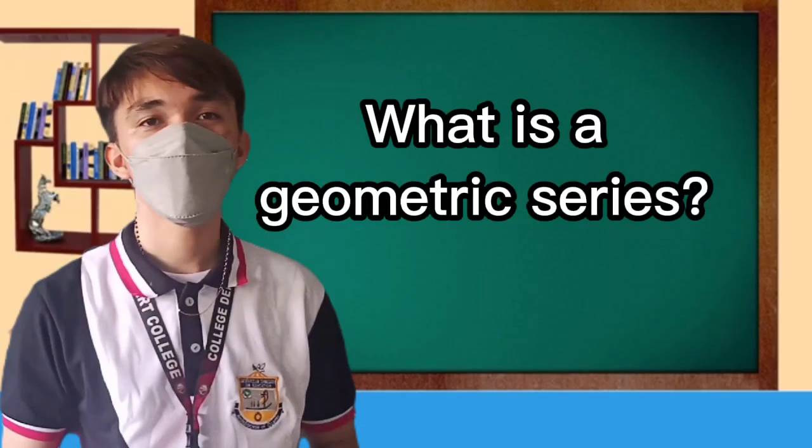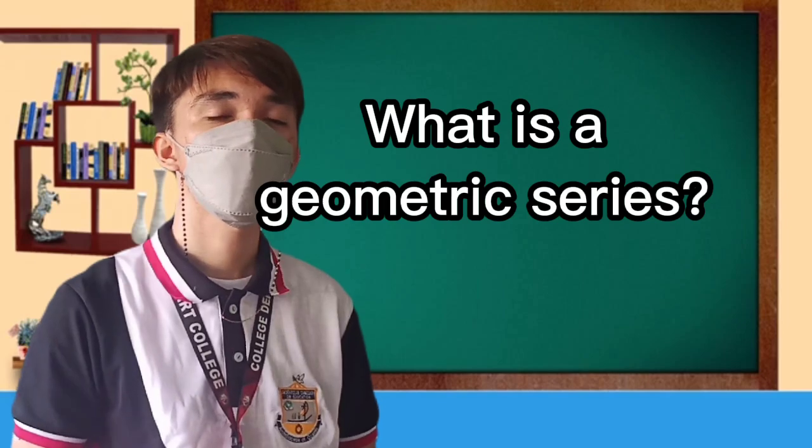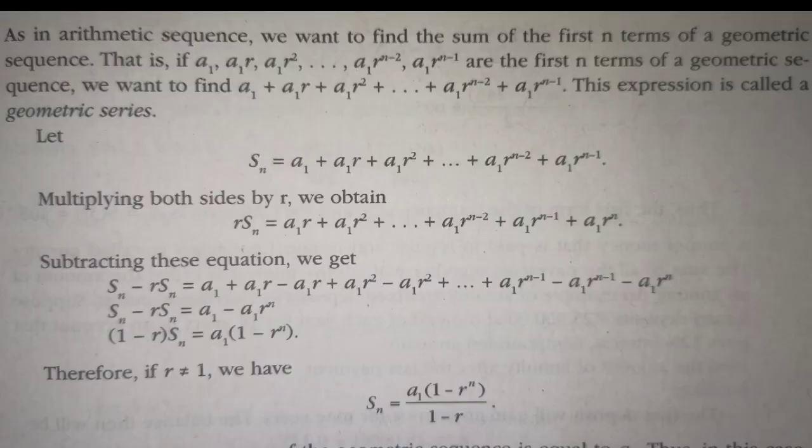Understood, class? Now, what is a geometric series? As in an arithmetic sequence, we want to find the sum of the first n terms of a geometric sequence. That is, if a sub 1, a sub 1 r, a sub 1 r raised to the power of 2, a sub 1 r raised to the power of n minus 2, a sub 1 r raised to the power of n minus 1 are the first n terms of a geometric sequence, we want to find a sub 1 plus a sub 1 r plus a sub 1 r squared plus a sub 1 r raised to the power of n minus 1. This expression is called a geometric series.